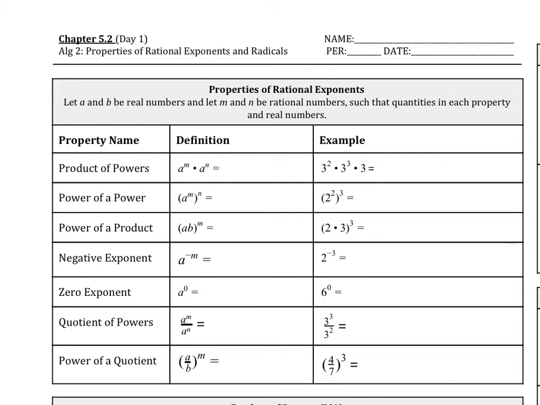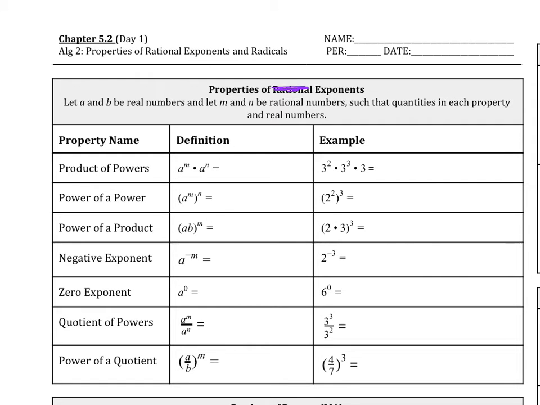Chapter 5.2, Day 1, we're looking at properties of rational exponents and radicals. In this section, though, we're going to focus mainly or only on exponents. Let A and B be real numbers, and let M and N be rational numbers, such that quantities in each property are real numbers. So this is just our rules on exponents, and not rational exponents, but just regular exponents in this case.